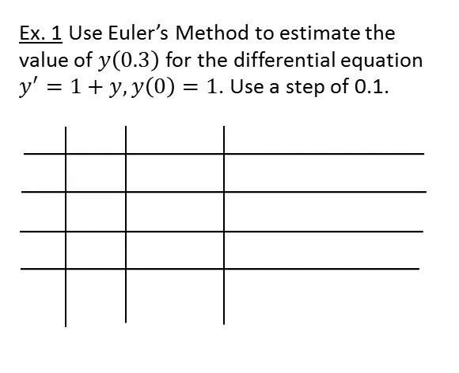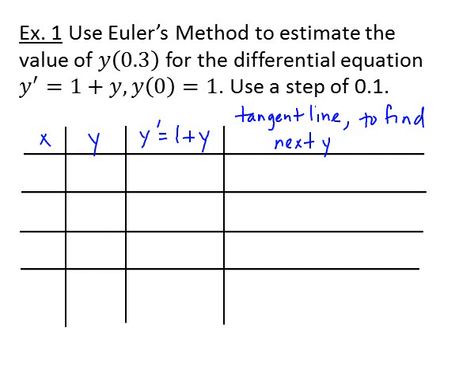Here's how I'd suggest keeping track of your calculations. I'll set up a table with columns for x, y, the slope y prime of the tangent line, and then using the tangent line to find the point at the end of the segment. We're given an initial point, (0, 1). Use those values to calculate the slope of the first segment.